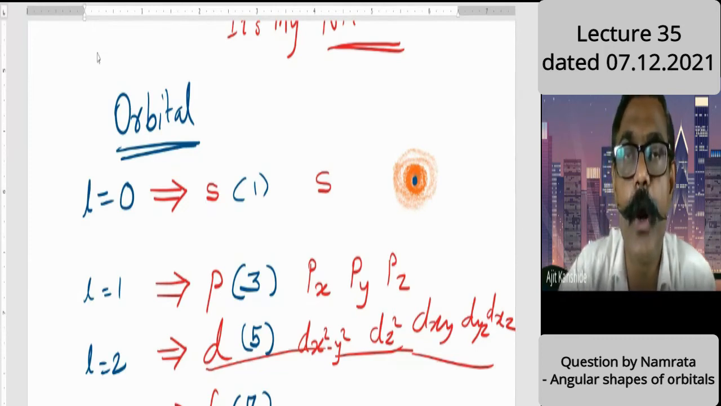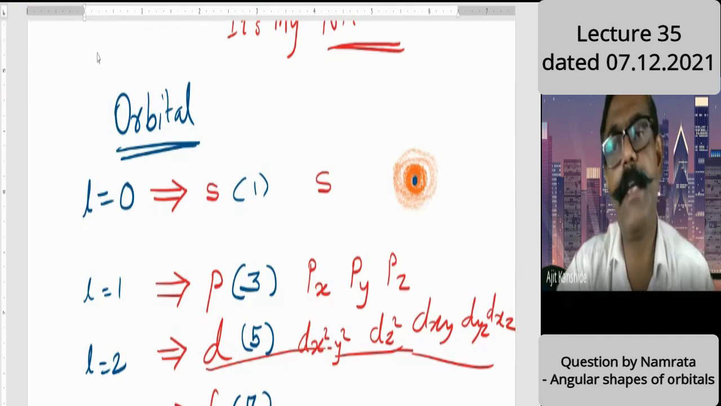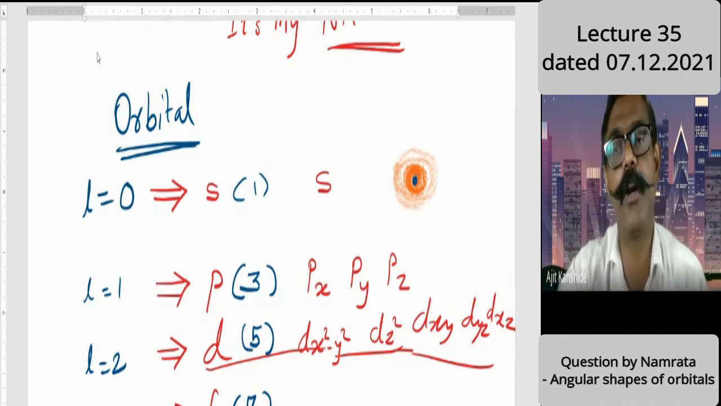It is the orbital. It is the angular distribution, spherical shape. It is the understanding of S orbital.